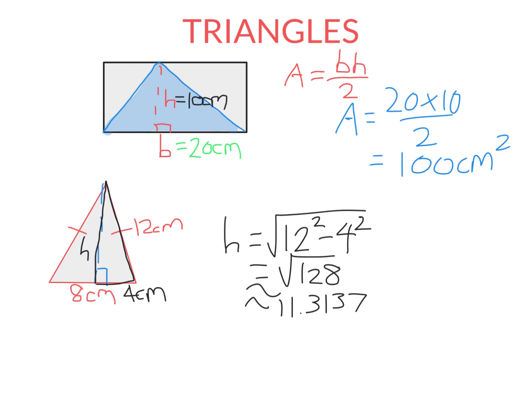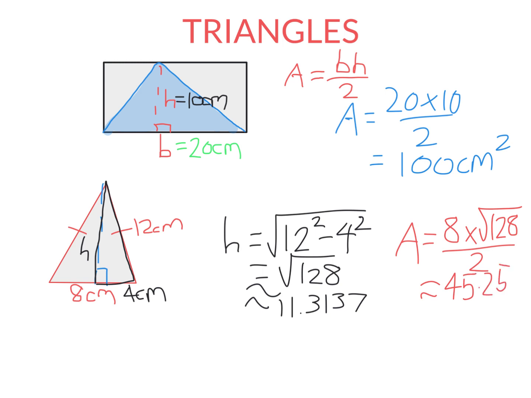So the area of this triangle, we can now use the formula up here, base times height over 2. So the area is just base, which was 8, times, I'm going to use square root of 128 because it's exact, base times perpendicular height over 2. So putting that in your calculator, you get about 45.25, and again, it's in centimeters squared. So once again, you can use this trick, use Pythagoras, when you have an equilateral or isosceles triangle for which you don't know the perpendicular height.